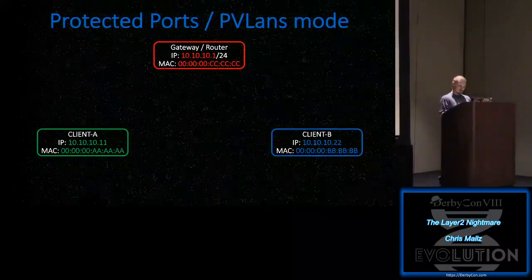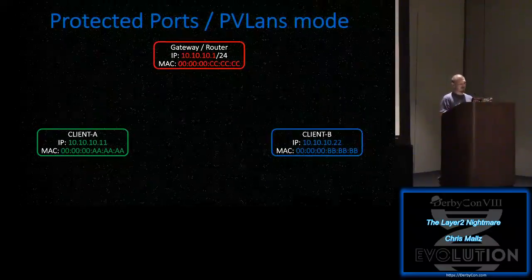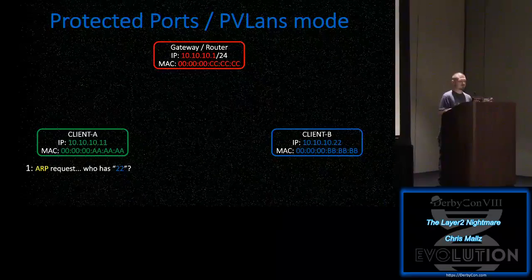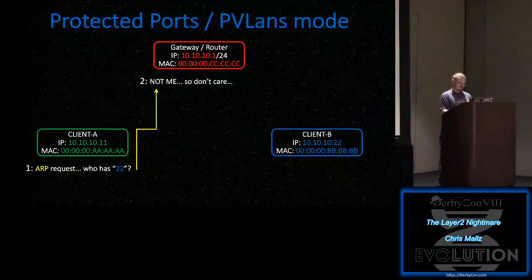So we're going to look in the lab at what protected ports look like. Client A wants to ping client B, and what does it do? It comes out and sends an ARP request and says, hey, who has 2222?